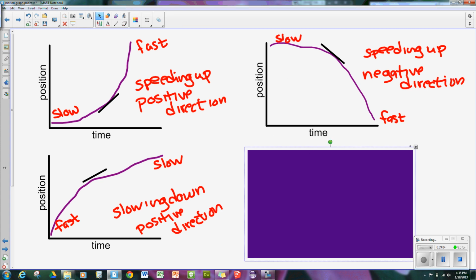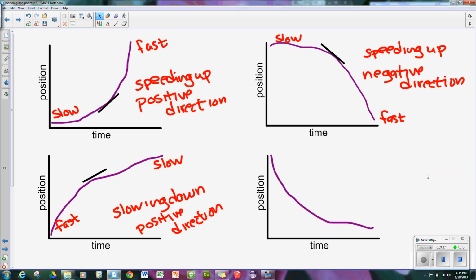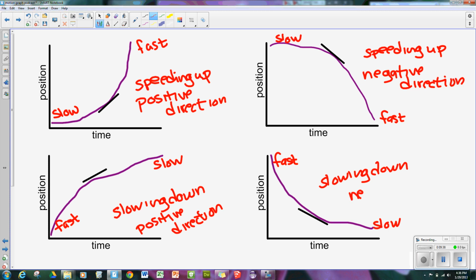Then one last one, the one that we haven't done yet, which is steep, which is fast, to gentle, which is slow. And this goes fast to slow, so slowing down. And if we look at the slope of our tangent line, if I draw a tangent line in right here, then you can see that it has a negative slope, so in the negative direction.